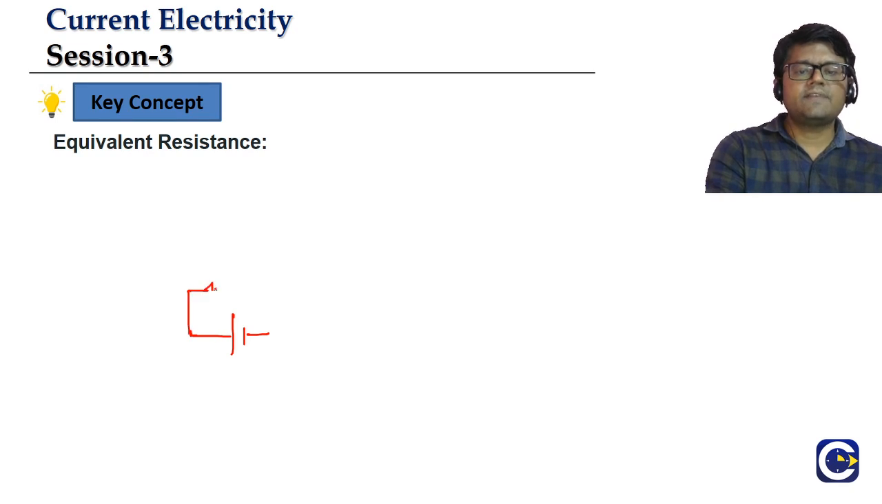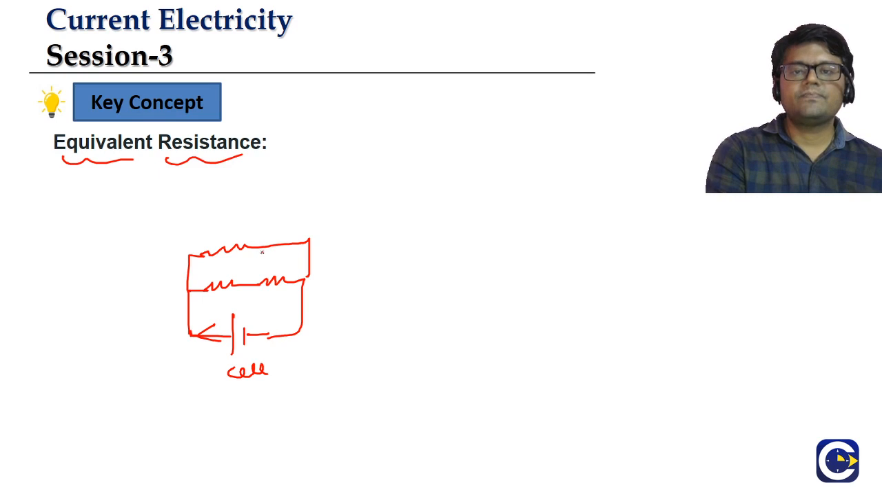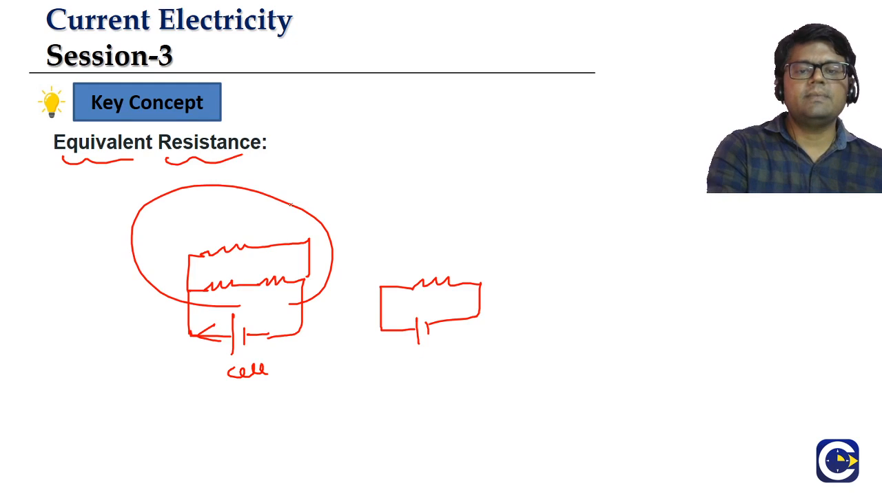Let us say, for example, we have different resistors. There can be a lot of resistors also. Whatever is the net current drawn from this cell by the entire combination of these resistors, if you can replace the entire effect by one single resistance, so all these resistors, some in series, some in parallel, then this resistance is going to draw the same current.